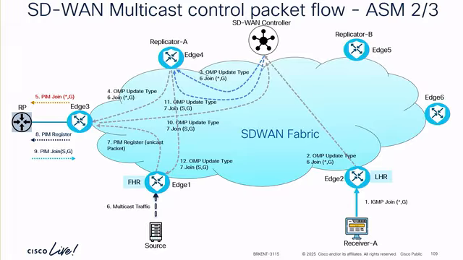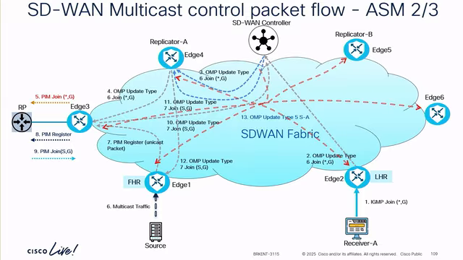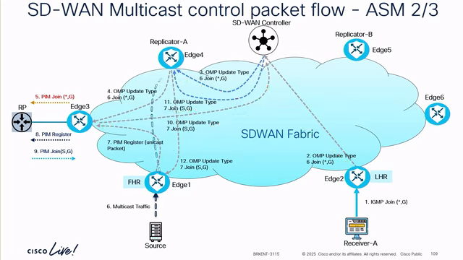Once the source knows that I have the receiver, it sends the type 5 packet back to the SD-WAN controller. It informs the WAN edge devices in the SD-WAN fabric that we have a source transmitting that stream for that particular group. Once the SD-WAN controller receives that information, it sends the type 5 SA packet back to all the WAN edges that are multicast enabled in the SD-WAN fabric. So now every WAN edge device knows that we have a source available in the SD-WAN fabric for that particular group. Then the traffic traverses from the replicator towards the LHR and goes back to the receiver.